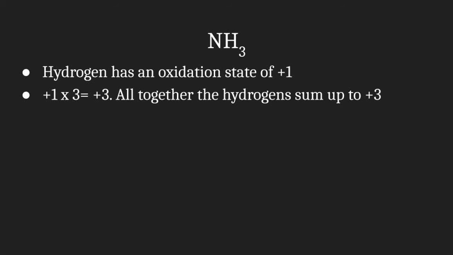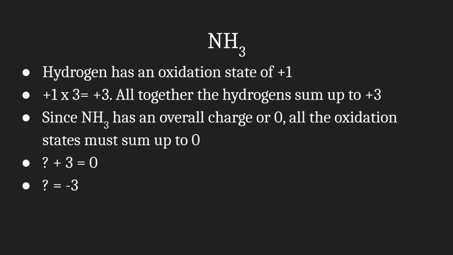So since there's 3 of them, that together gives us a charge of +3. Now, since NH3 has an overall charge of 0, all our oxidation states must sum up to 0. So we can write that as something, I'm going to use a question mark, +3 equals 0. And solving for that question mark will give us -3. That means that for all the oxidation states to sum up to 0, nitrogen must have an oxidation state of -3.